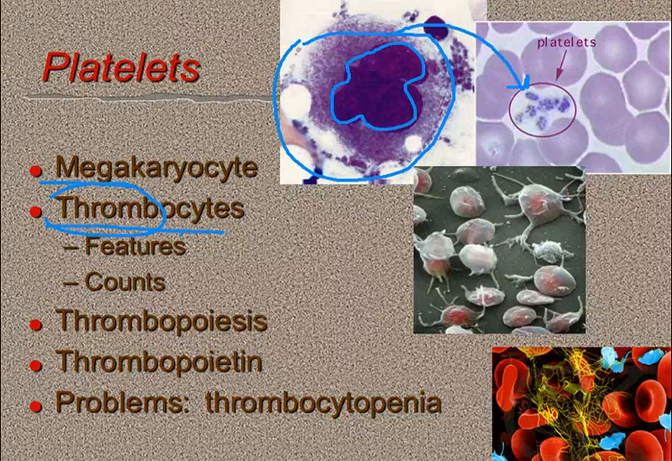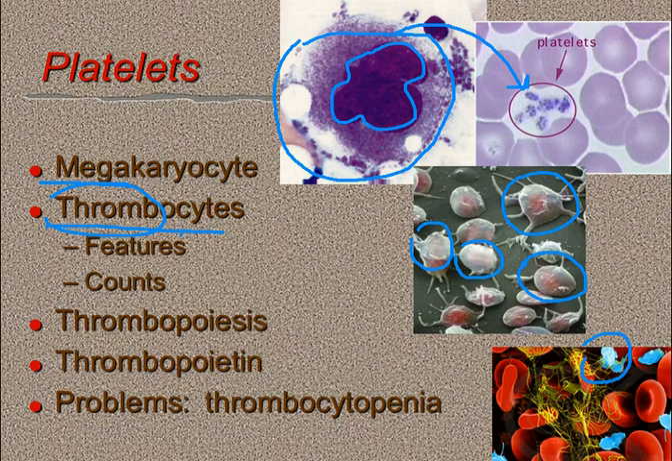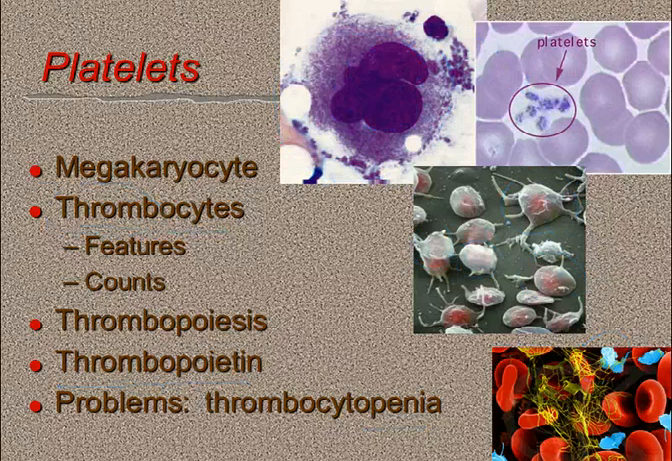So here's another look at sticky platelets. They tend to stick when they become activated. You can also see them again down here. There is a hormone involved in their production, thrombopoietin. Too few, thrombocytopenia. We'll talk about more.